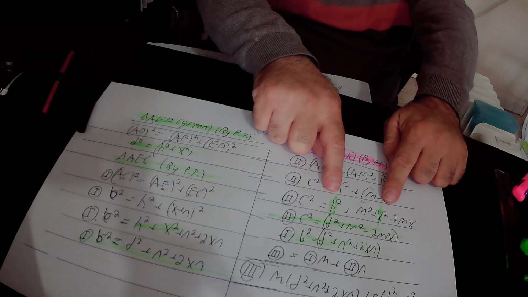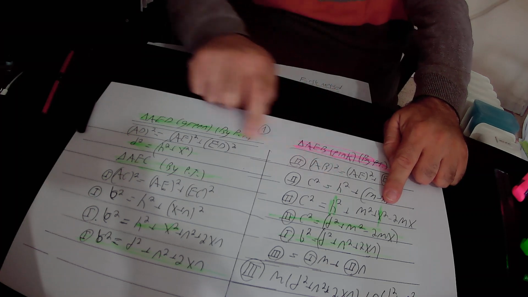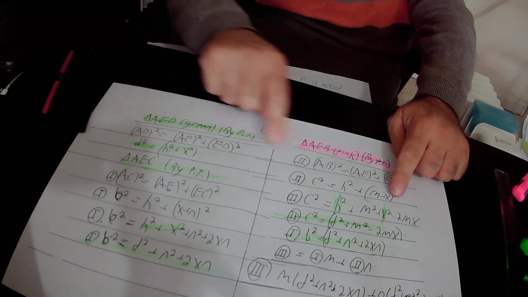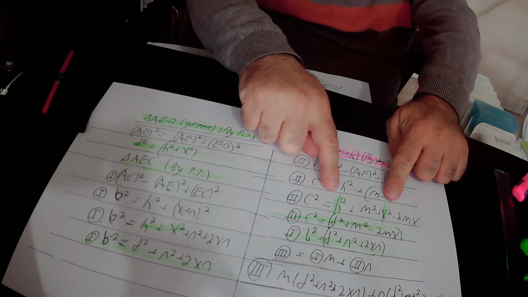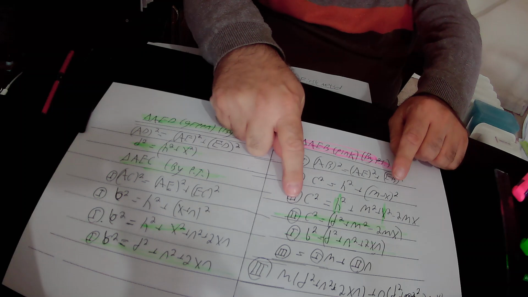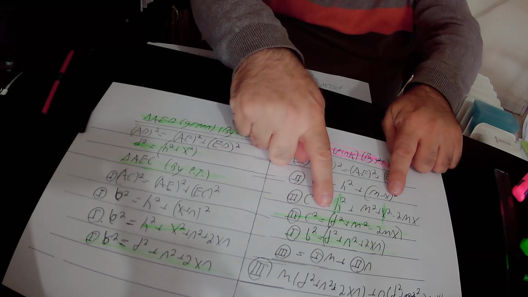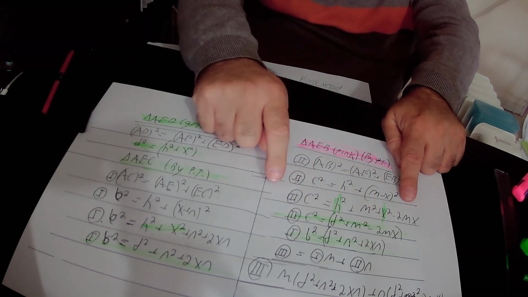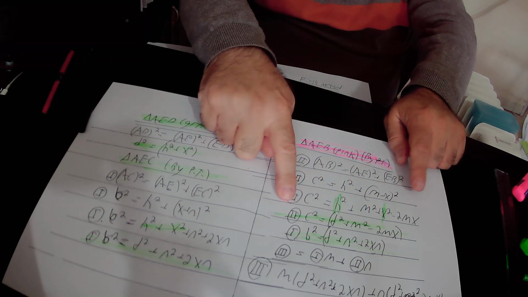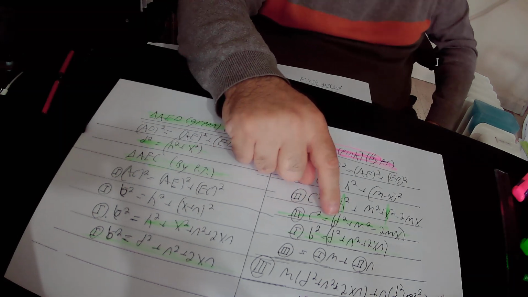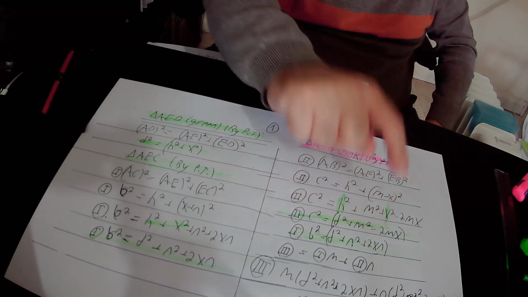Again, we have here H square plus X square equals D square according to this equation. So we can substitute H square plus X square by D square. We did it and found out that C square equals D square plus M square minus 2 times MX. This is equation number 2, and we have already found out that according to equation number 1, B square equals D square plus N square plus 2 times XN.